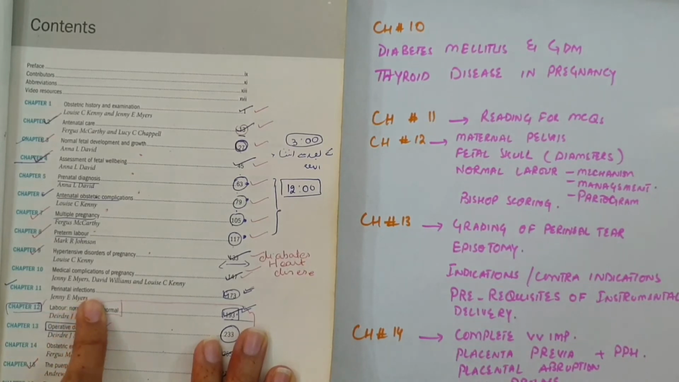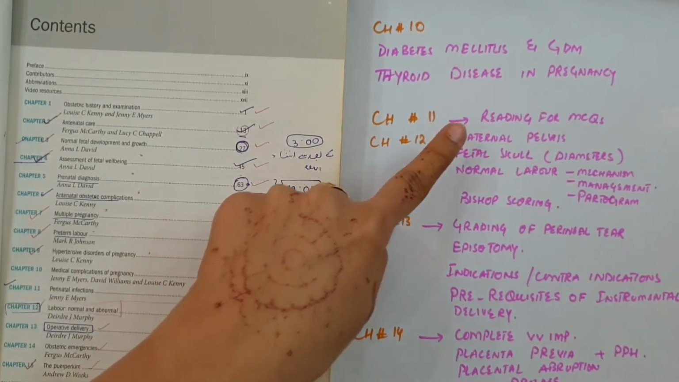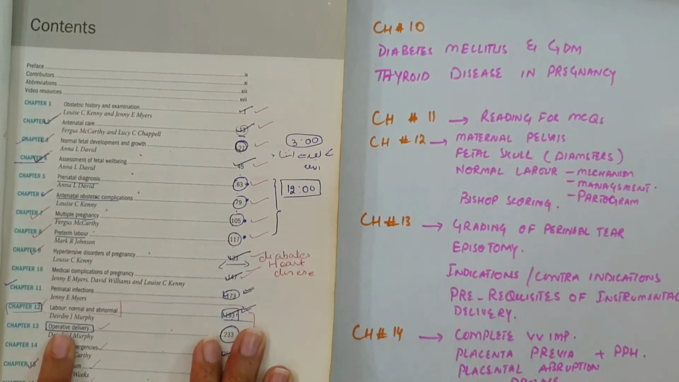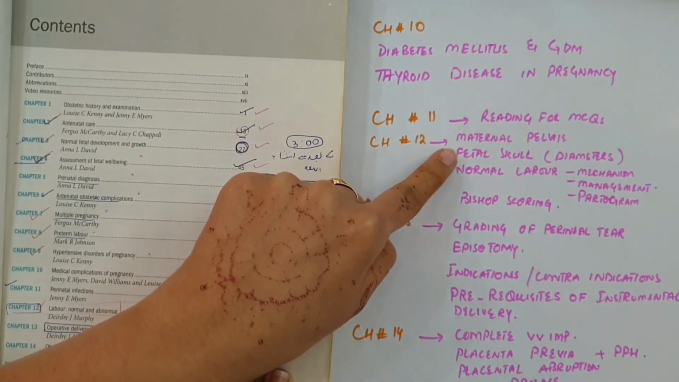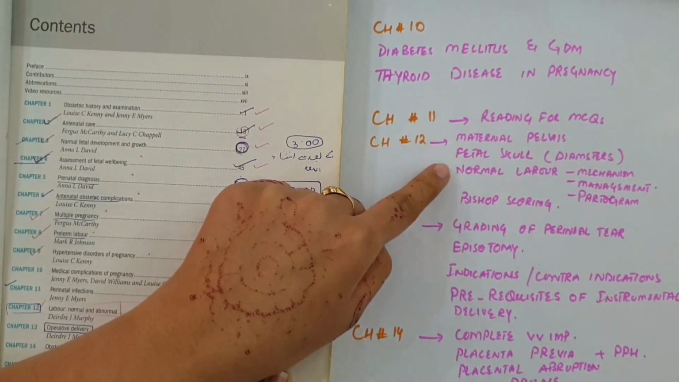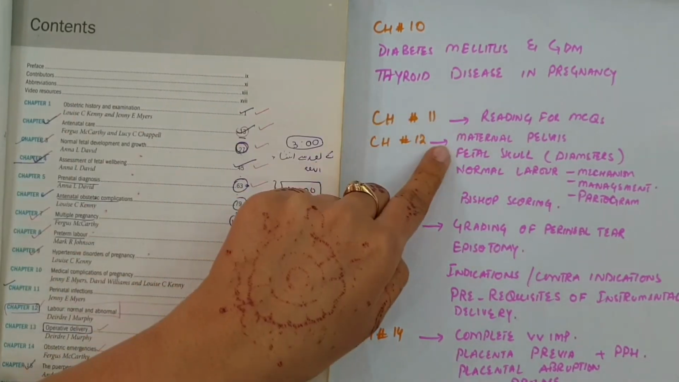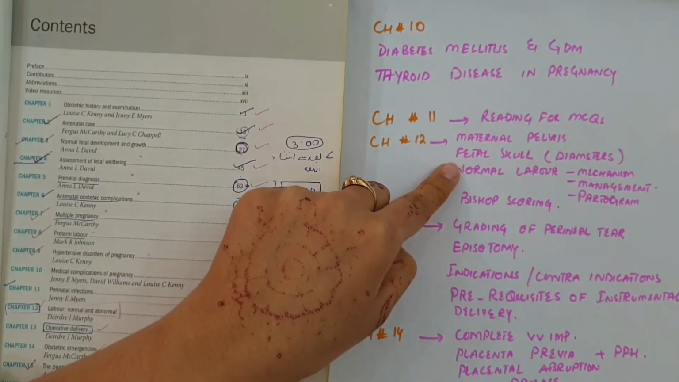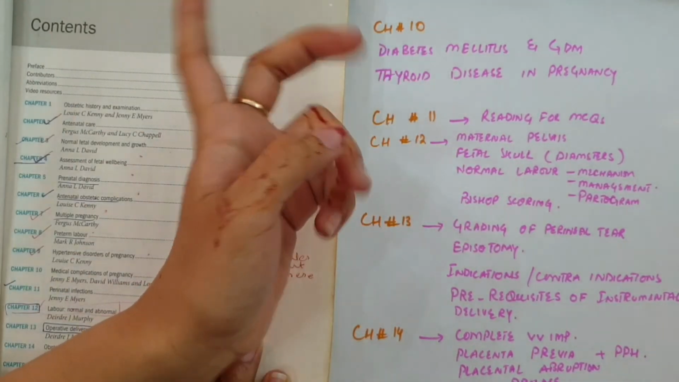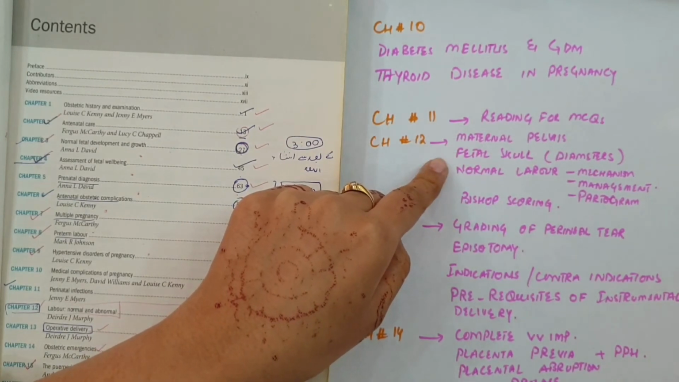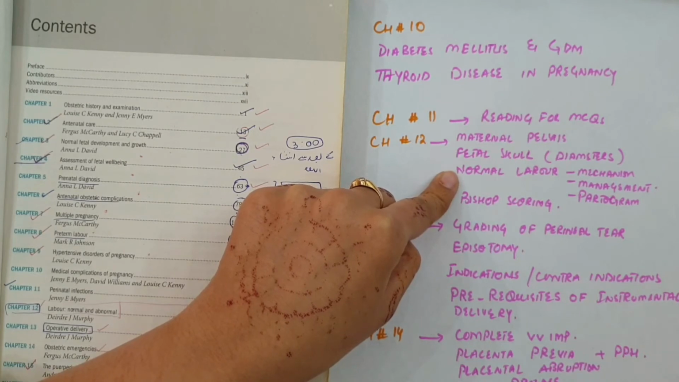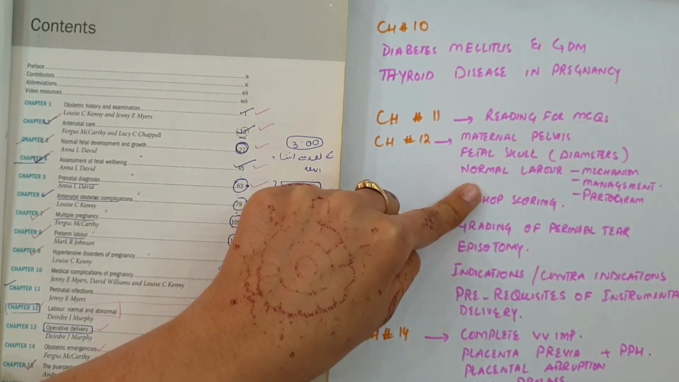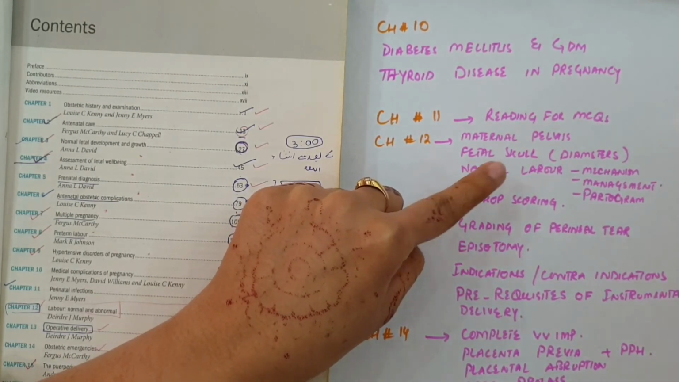Chapter 11, you will only read this chapter for MCQs. Then chapter 12, which is labor, normal and abnormal. This is a complete chapter, which is a very important chapter regarding MCQs, SEQs, and OSPE. In this chapter, maternal pelvis and all the anatomy of maternal pelvis, fetal skull diameters, these are important for MCQs and for Viva. And normal labor mechanism, management of normal labor, this is important for SEQs.